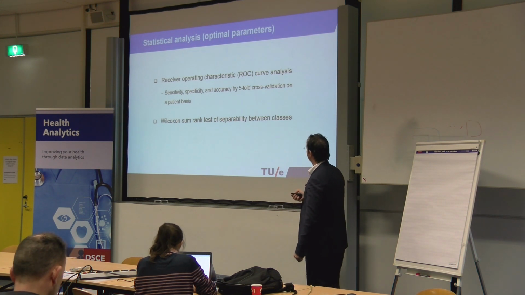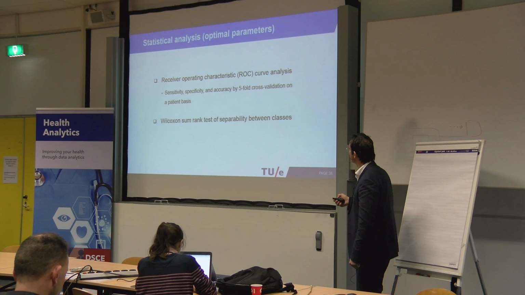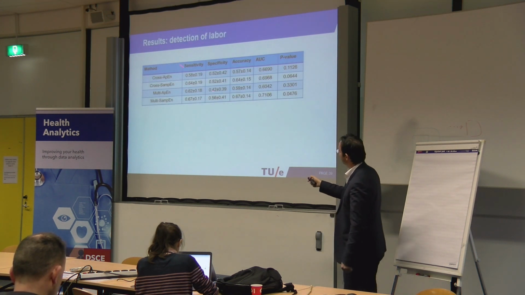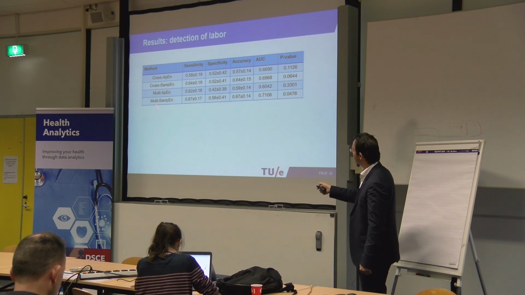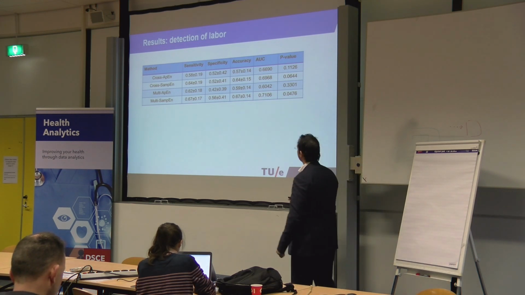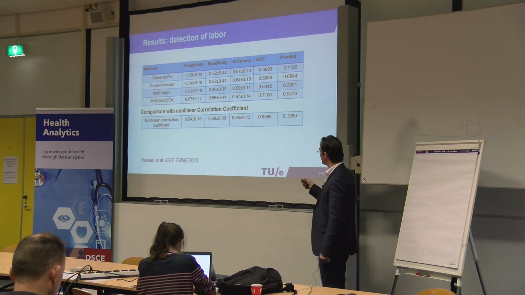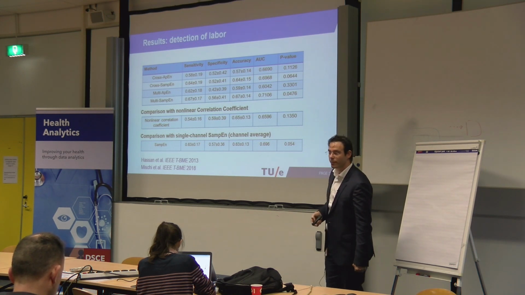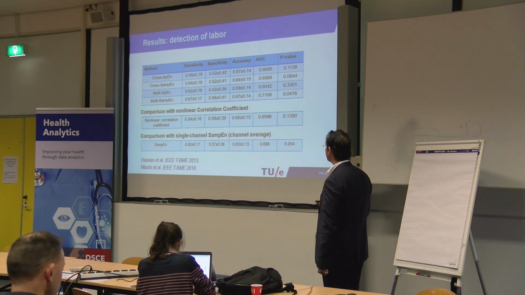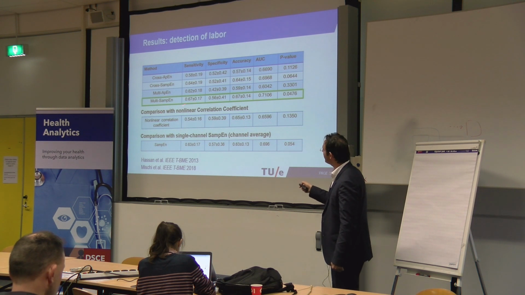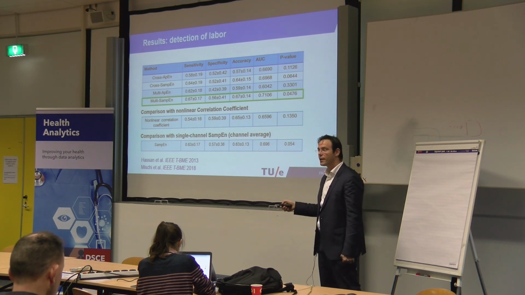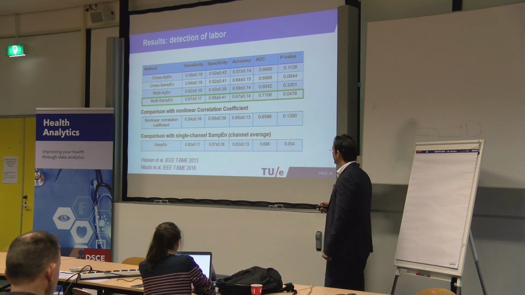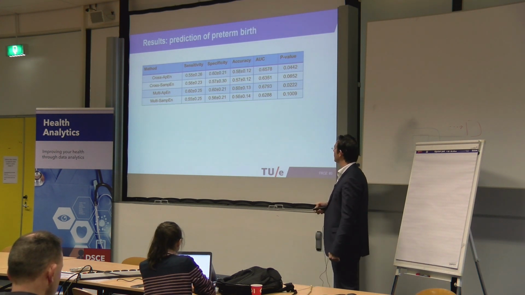So this is the statistics with a k-fold cross-validation. This is by the cross-sample entropy and the multi-channel entropy that we see, compared with the correlation coefficient that was already proposed, and the single-channel sample entropy that was the best indicator for labor that we had found. And you see that by multi-channel sample entropy, you could in fact statistically produce better results than by the previous indicators.